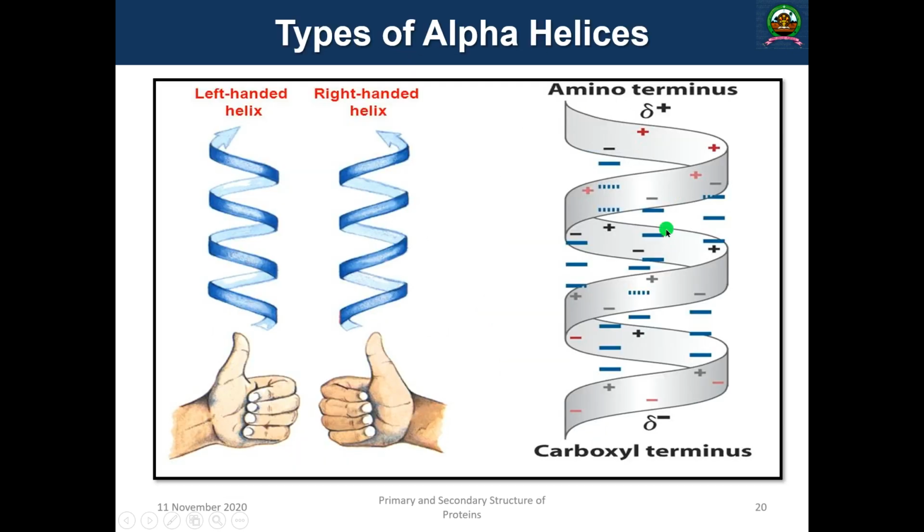Then there are two types of alpha helical structure. If it is oriented like this, it is the left-handed alpha helix; the screw will be in the left-hand direction. If it is in the right-hand direction, which is the common one, it is known as the right-handed helix. This shows the amino terminal and carboxy terminal ends. So I have already told you, there are two types, left-handed and right-handed. Left-handed means it will be like this, right-handed means it will be like this.